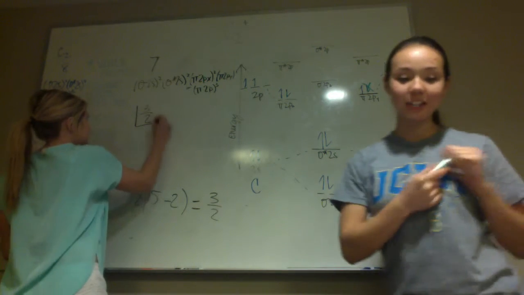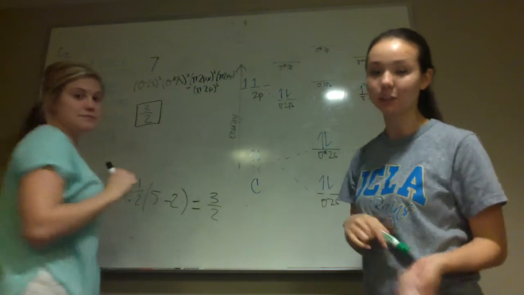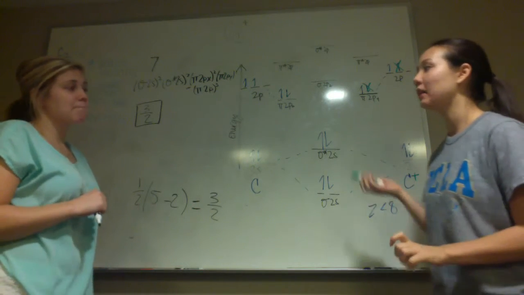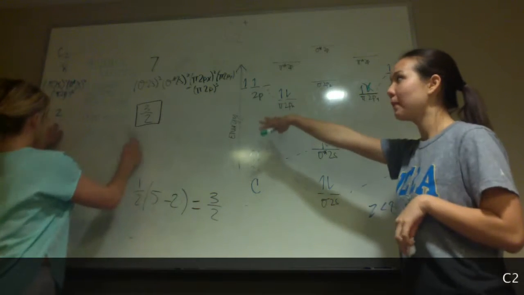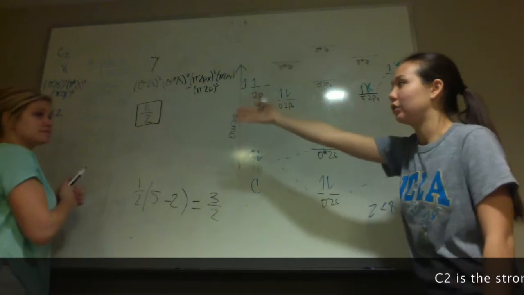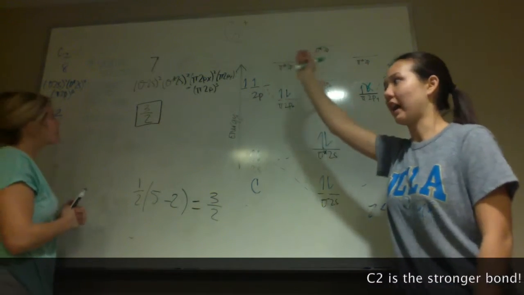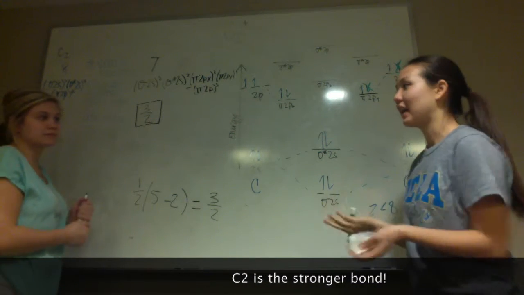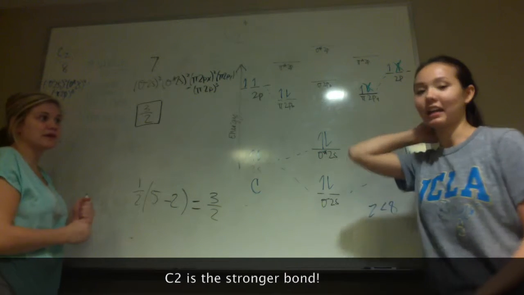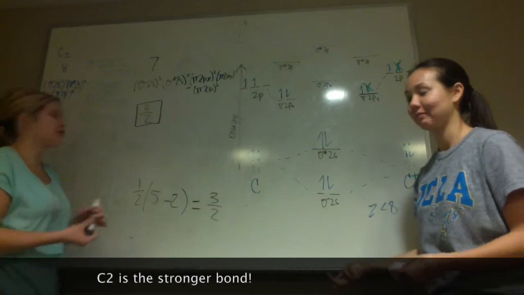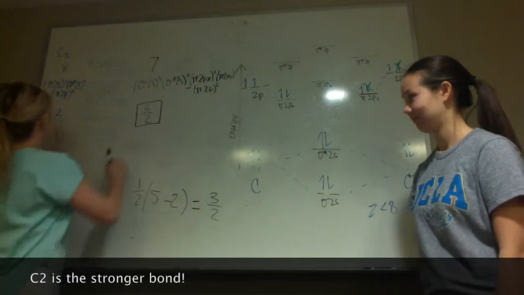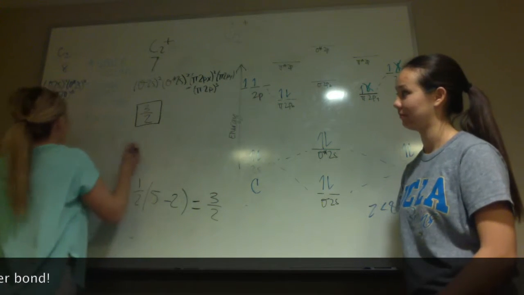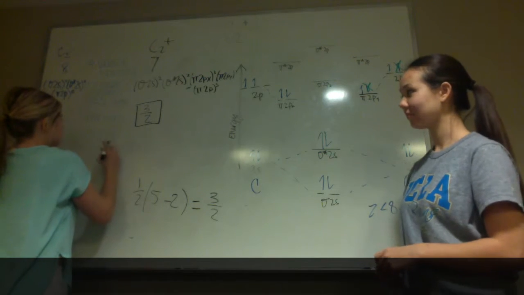And the question asks us which has the stronger bond, C2 plus or C2. And the way you figure out which one has the stronger bond is by the bond order. So looking at 2 and 3/2, we see that 2 has the stronger bond order. And because it has a higher bond order, it is a shorter and stronger bond. So the strongest of our C2 and our C2 plus is going to be our C2, because of the bond order.